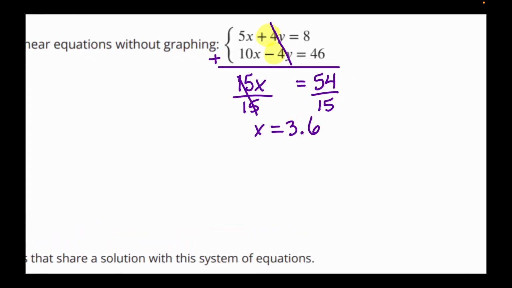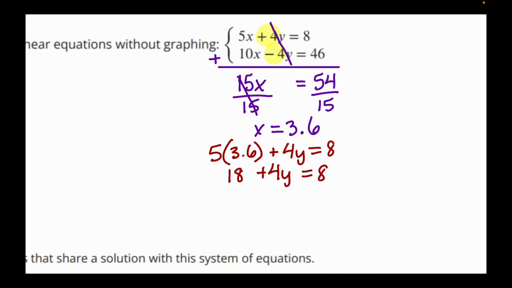And I'm going to show 5 times 3.6, because that's my value for x, plus 4y should be equal to 8. So let's do this 5 times 3.6. I get that that is 18 plus 4y equals 8. So if we subtract 18 from both sides, we'll have 4y equals negative 10. Divide both sides by 4. And you'll get that y is negative 10/4, which is negative 2.5.